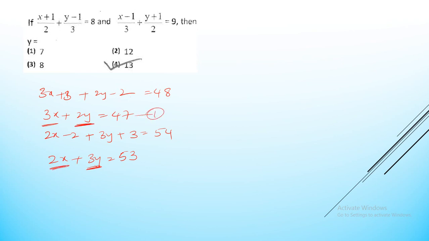In such a case, if this is equation number 1 and this is equation number 2, if the x coefficient of the first equation is equal to the y coefficient, and the y coefficient of the first equation is equal to the x coefficient of the second equation, then simply once you do 1 plus 2, what am I going to get? 5x plus 5y is equal to 100. So from this, x plus y is equal to 20.